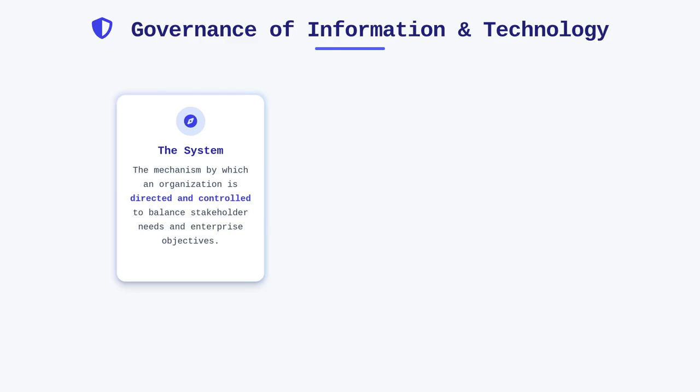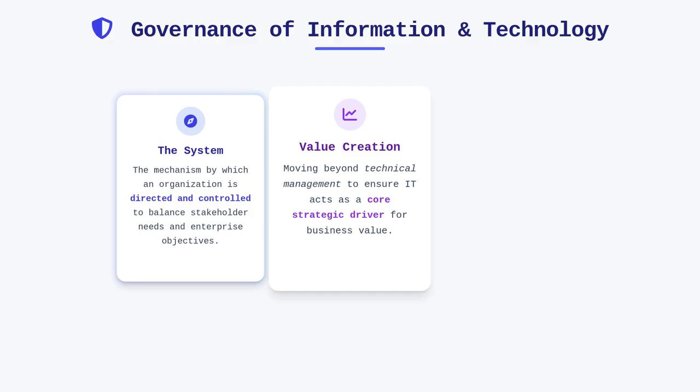Governance of information and technology is the system by which an organization is directed and controlled, ensuring that stakeholder needs, conditions, and options are evaluated to determine balanced, agreed-on enterprise objectives. When we talk about governance in the context of COBIT, we are moving beyond simple technical management to address how the enterprise achieves value from information and technology. This requires a robust framework that aligns business strategy with the underlying digital infrastructure while managing risk and optimizing resources.